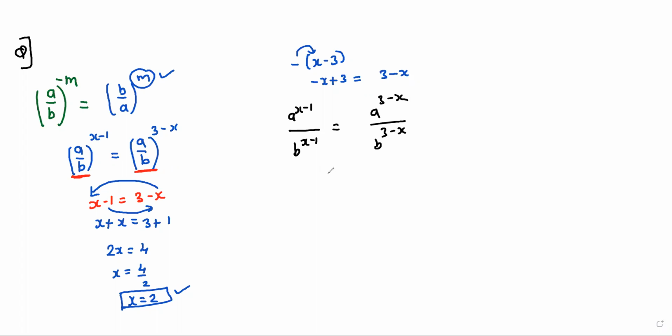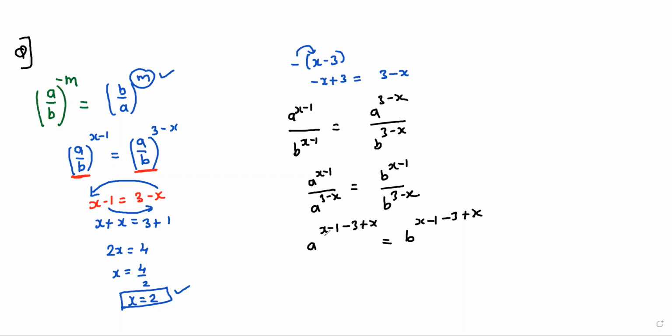Okay, so now I'll take this a x minus 1 divided by a 3 minus x, and this b x minus 1 divided by b 3 minus x. You are telling like this, right? Yes, sir, this is also a right method. So minus 3 plus x, this will become b to the power x minus 1 minus 3 plus x.